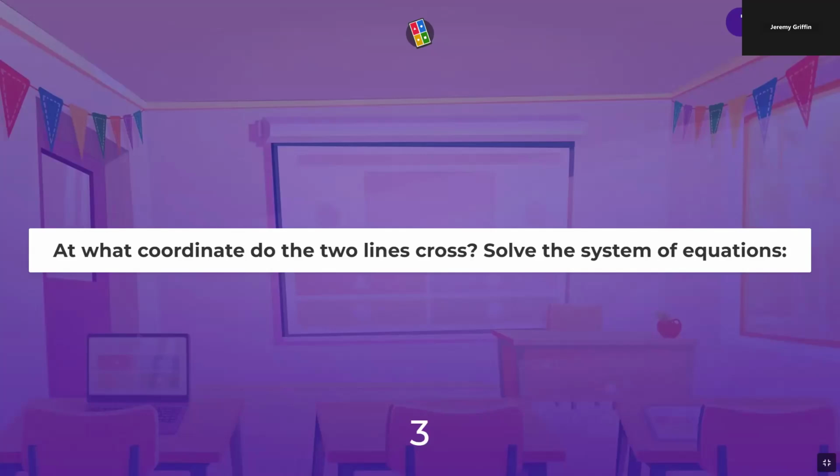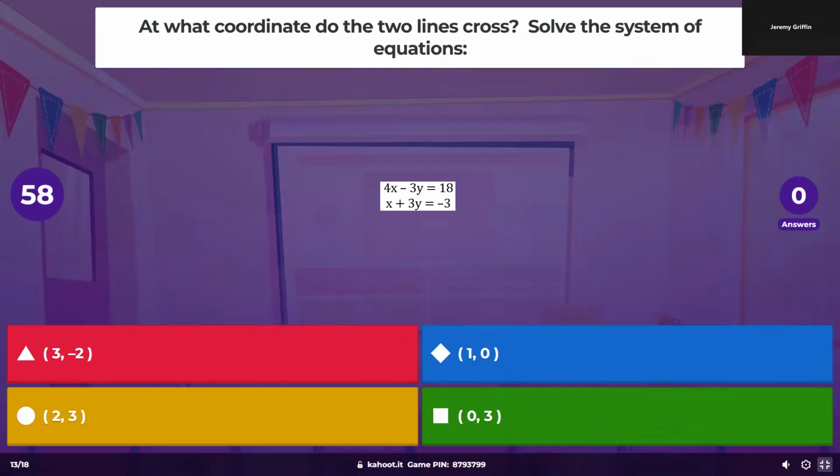What coordinate do the two lines cross? Solve the system of equations. It says 4x minus 3y equals 18. x plus 3y equals -3.